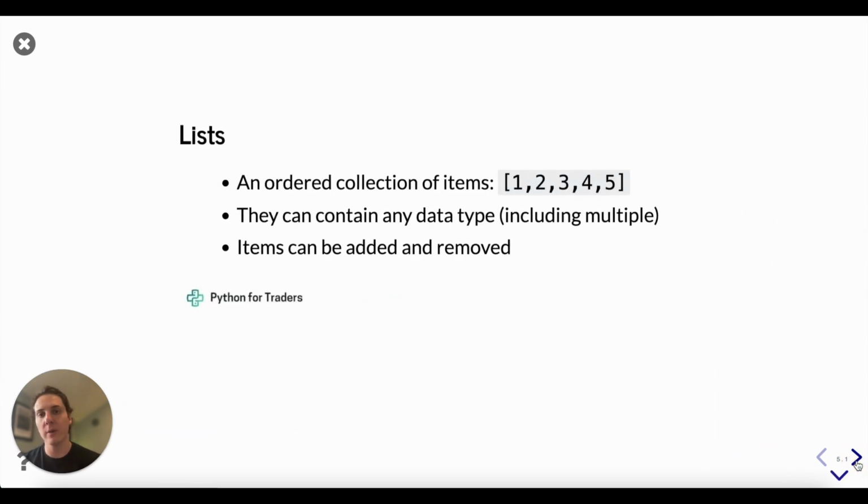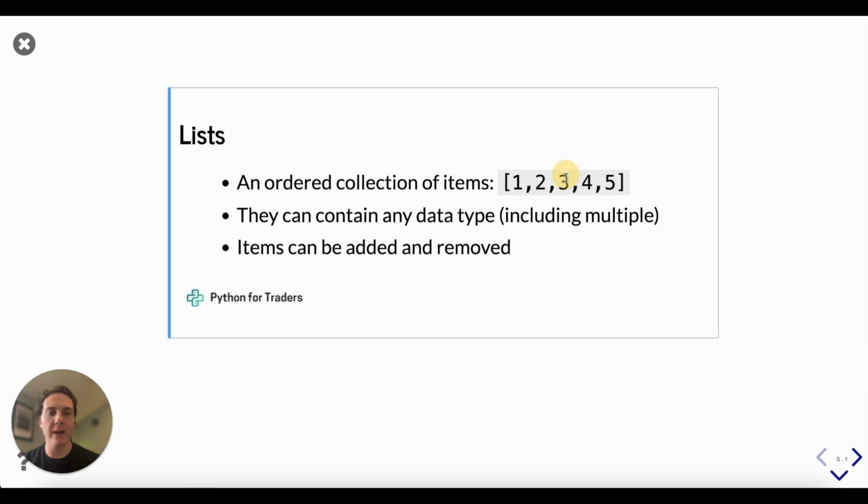So the first one that I want to talk about is a list. And a list is just an ordered collection of items. It's quite literally like the name, a list. And there's an example here of 1, 2, 3, 4, 5. Defined with these square brackets, it creates a new list in Python.